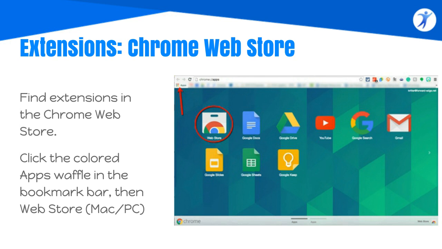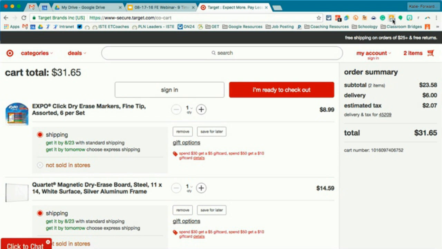Or if you are on a Mac or PC, you can click in your bookmark bar all the way to the left, the colorful waffle icon that says Apps, and then select Web Store. If you're on a Chromebook, you can just go to your apps in the Chromebook, and then you should see the Web Store. Or you could also just, good old-fashioned, do a Google search for Chrome Web Store. And so now I will show you a few examples.